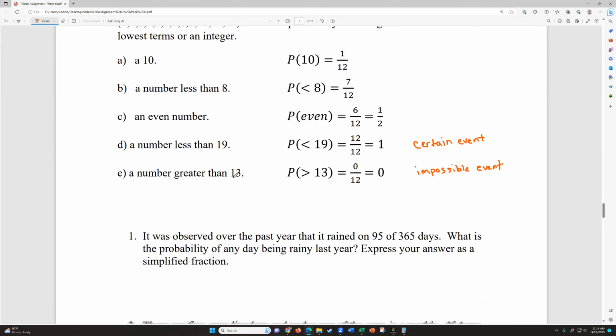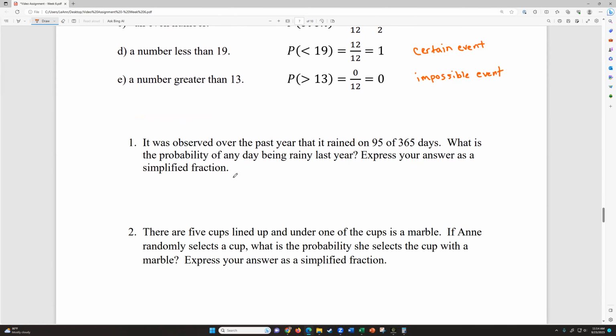Okay. So let's look at some examples. It was observed over the past year that it rained 95 of 365 days. What is the probability of any day being rainy last year? So this was past year. This is the data. We want the probability of it being rainy last year. So the probability of rain last year, we can take it directly from the information they provided. There were 95 rainy days out of 365 total days. And we do want to simplify that fraction.